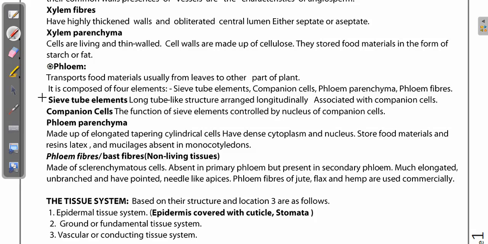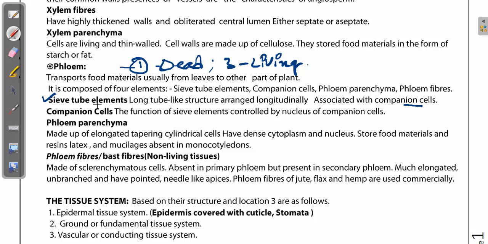First, sieve tube elements. If you compare these elements, all except one are living, and one is formed of dead tissue, the phloem fibers. So it is very important. And here you can see the sieve tube elements. They are long tube-like structures arranged longitudinally, and they are associated with the companion cells. Always remember, companion means friend.